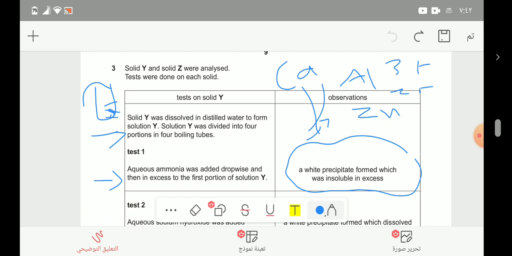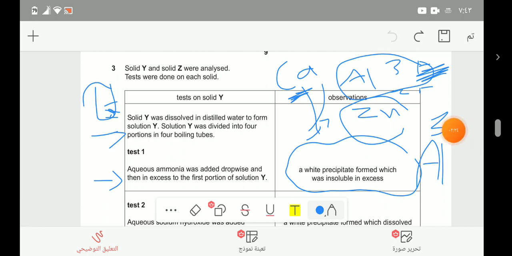So what will give a white precipitate with aqueous ammonia? Both zinc and aluminum will form a white precipitate, and the calcium is insoluble in aqueous ammonia. But what is insoluble in excess is aluminum. So this test is a test for aluminum, Al cation, Al positive 3.